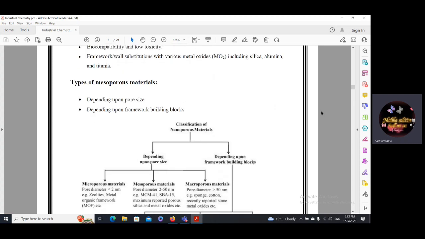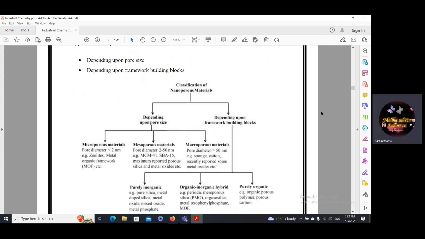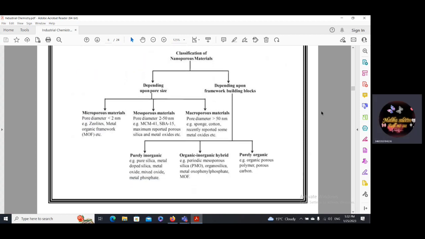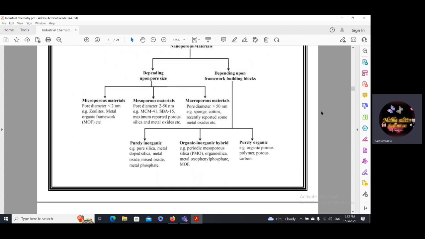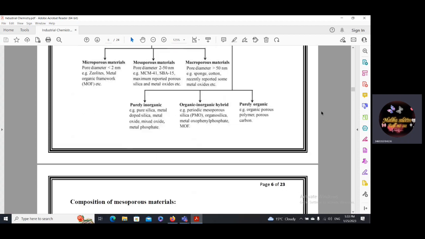Types of mesoporous materials. Mesoporous materials have two types of classification, depending upon pore size and framework building blocks. Classification of nanoporous materials, depending on pore size, is microporous materials, mesoporous materials, and macroporous materials. But depending upon framework building blocks, they have three types: purely inorganic, organic-inorganic hybrid, and purely organic.